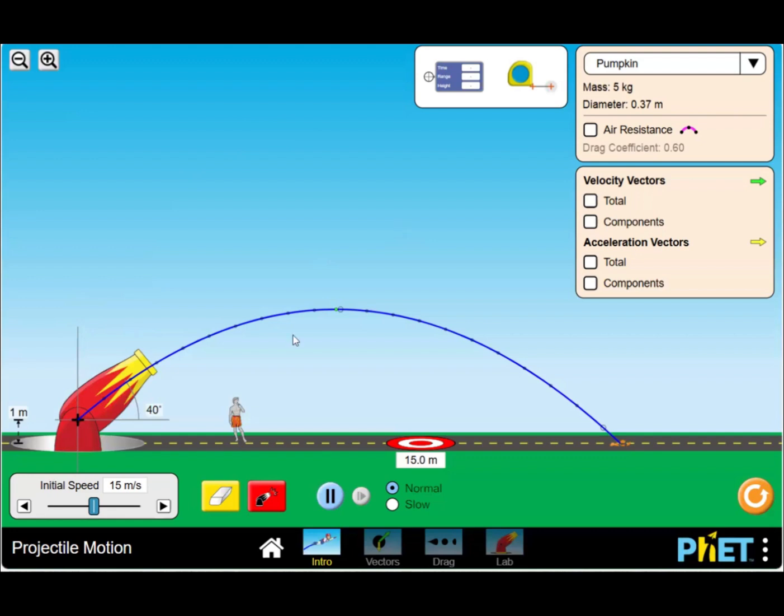Again, in the absence of air resistance, there is no force acting on the object in the x direction. So if there is no force acting on the object in the x direction, the velocity of the object becomes constant.